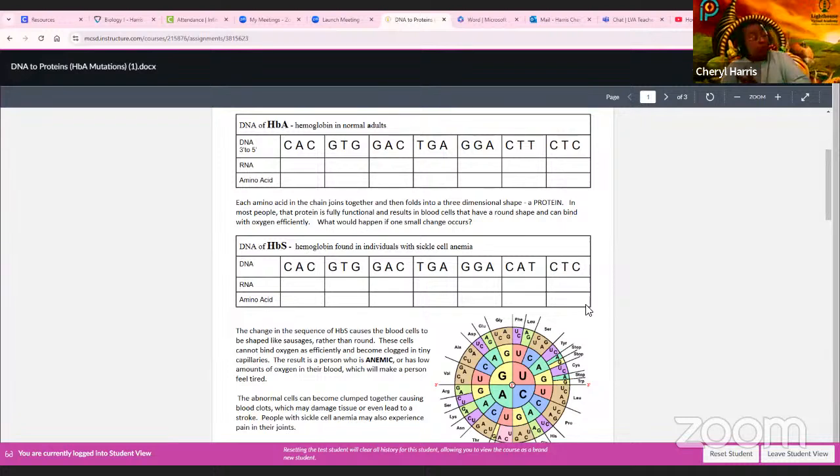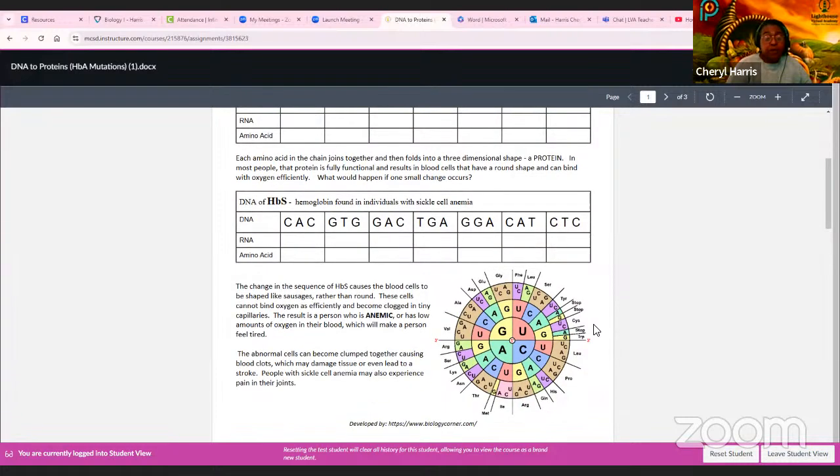So you're going to do that whole row. And the first row is what the DNA should look like if it's normal. Second row, you're going to notice that there's one change, and you're going to create one different amino acid.